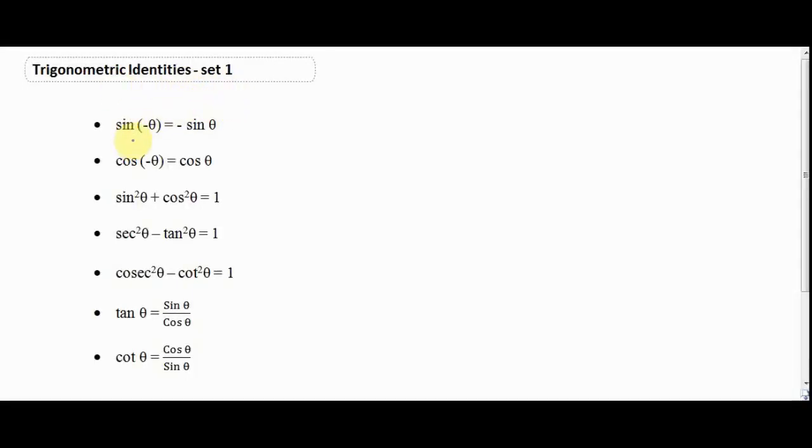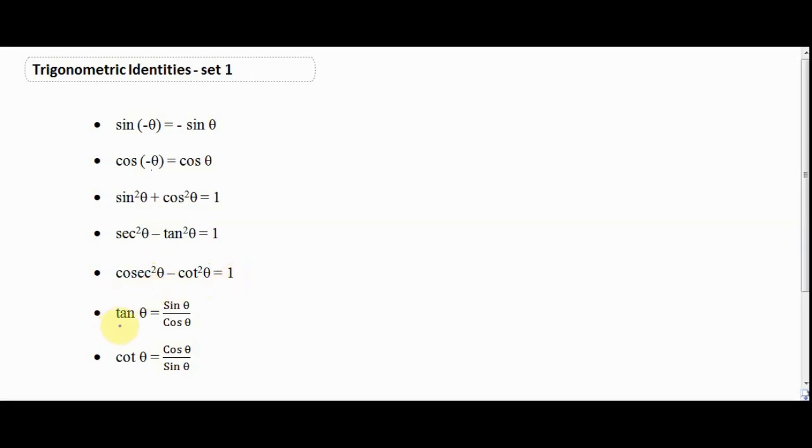The first identity says sine of minus theta is equal to minus sine theta. The second one says cos of minus theta is equal to cos theta. The third identity says sine square theta plus cos square theta is equal to 1. The fourth one says secant square theta minus tan square theta is equal to 1. The fifth one says cosecant square theta minus cot square theta is equal to 1.